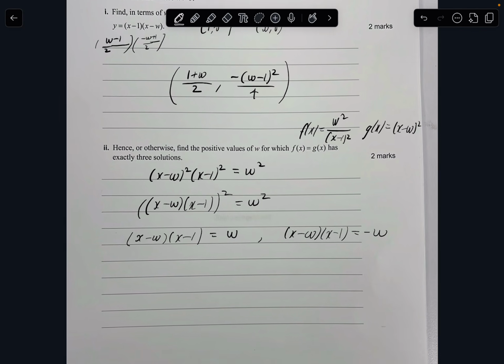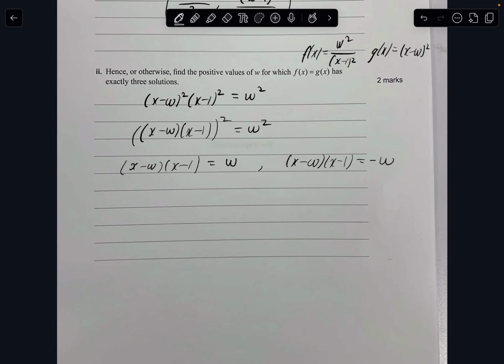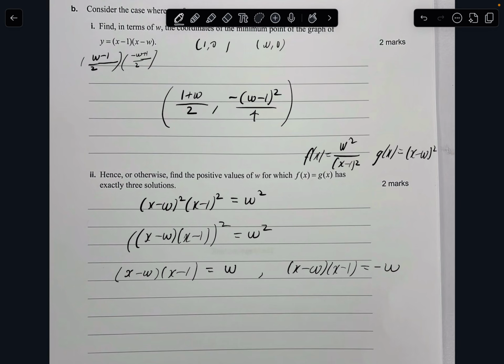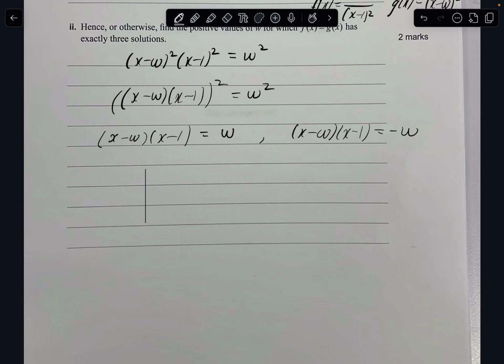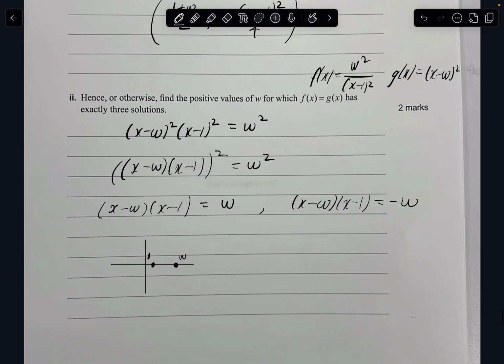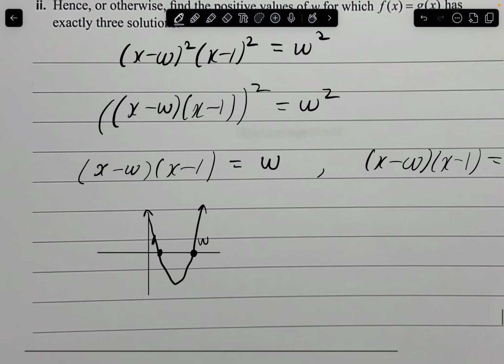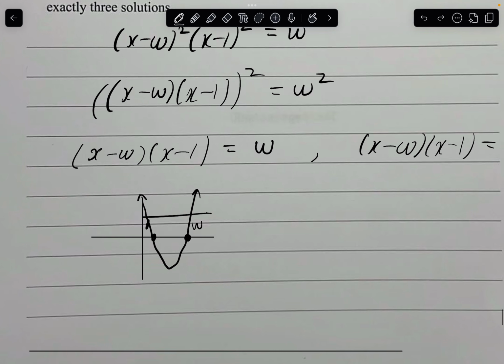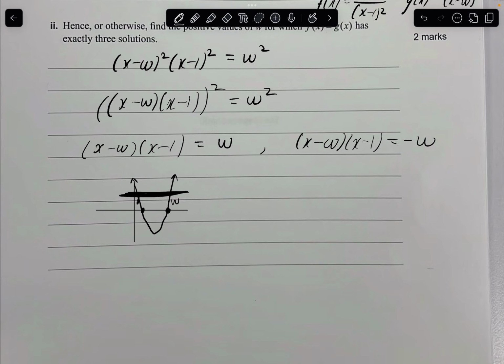Now, we know that the minimum... Okay, we can draw this out. We know that w is positive, so that means both of the intercepts are here. This is 1 and this is w, or it could be the other way around. And the minimum is definitely negative. So it's like this. And equal to w would be like this. Sorry, it would be like somewhere here.